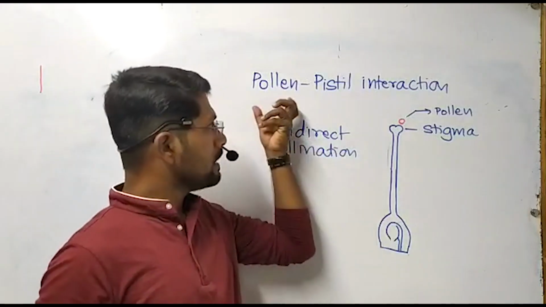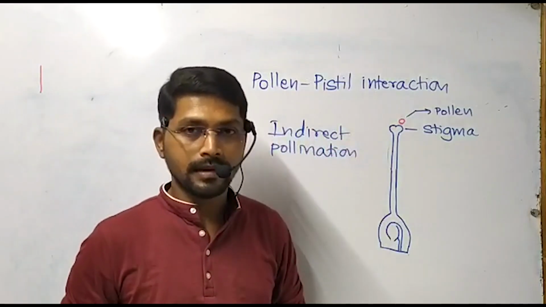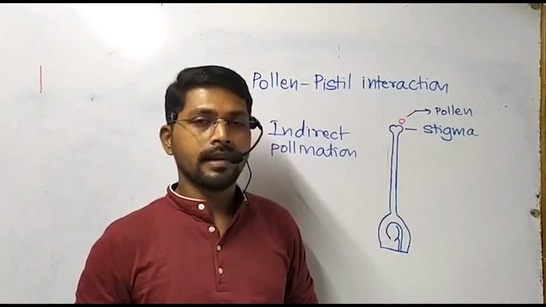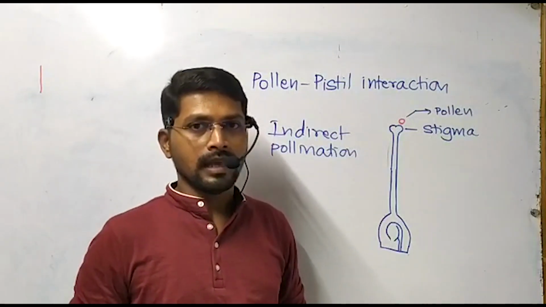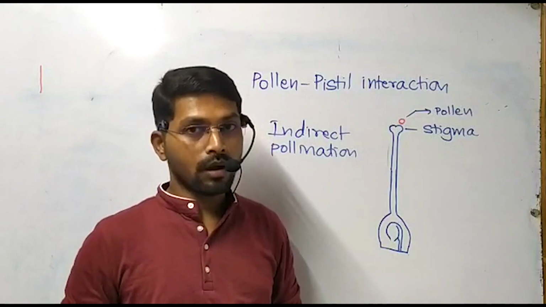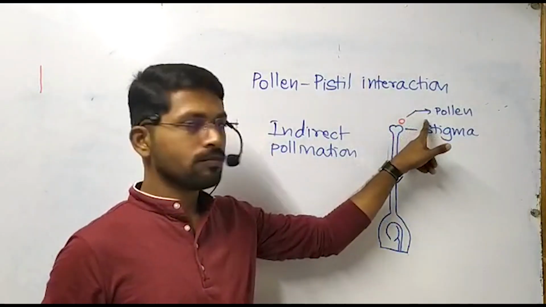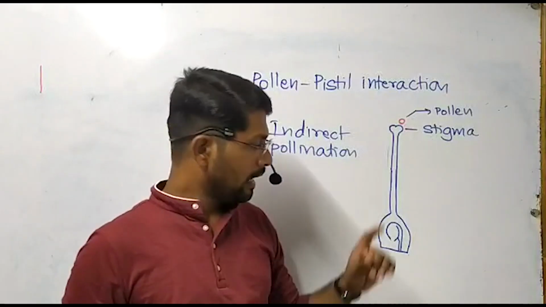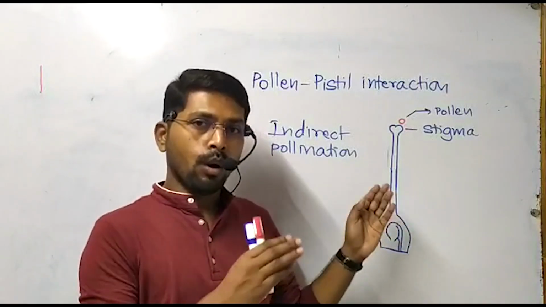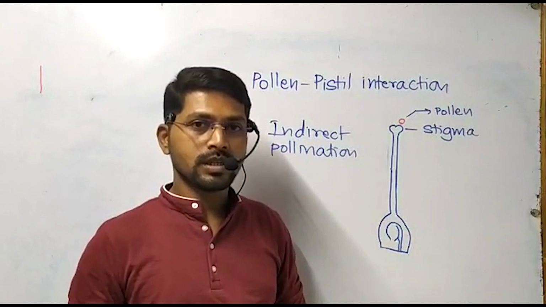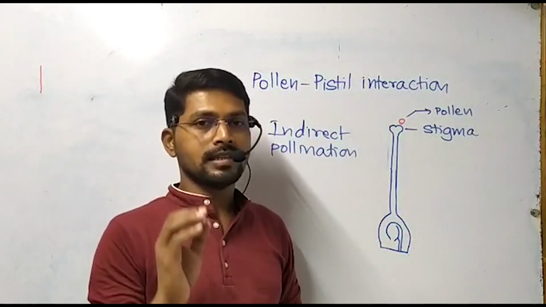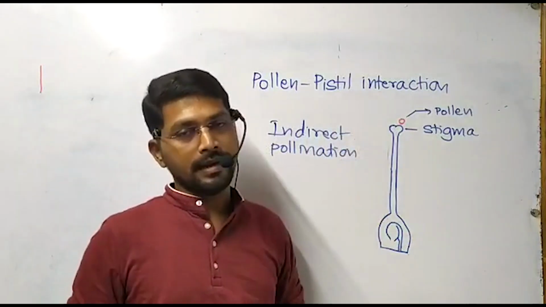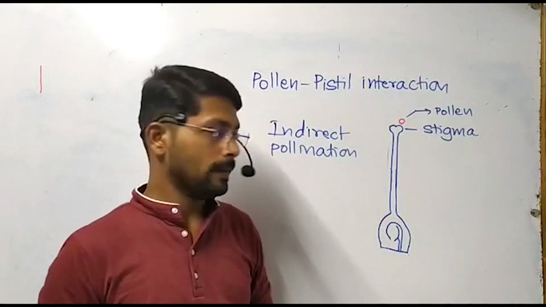Then, what do we mean by pollen-pistil interaction? In short, these are the serial events occurring right from the deposition of the pollen grain on the stigma up to the entry of the pollen tube into the ovule. All these events occurring in between these two are ideally called pollen-pistil interaction. Let us discuss them one by one.